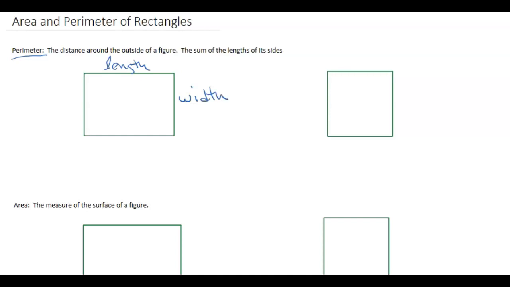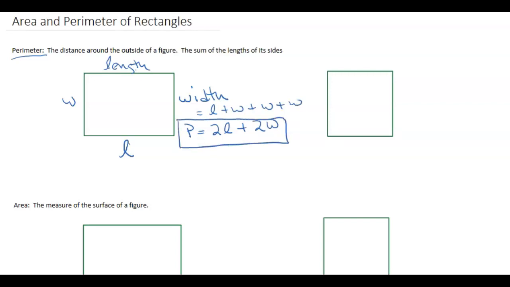And you'll notice that on a rectangle, the two sides across from each other are the same. So we have two lengths and two widths. So perimeter would be the distance around. We could just add, we have 2 times the length plus 2 times the width. We could also just say length plus width, but twice the length and twice the width is a formula we often will use.